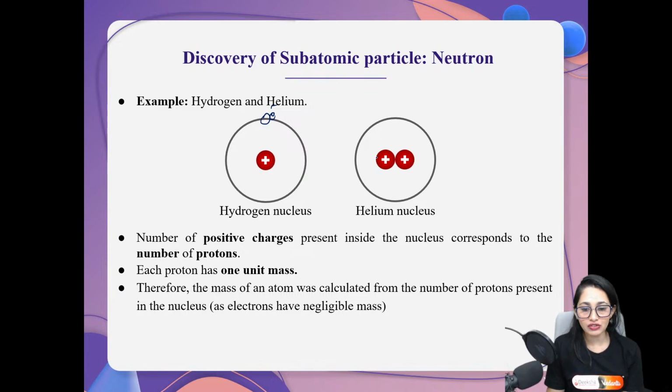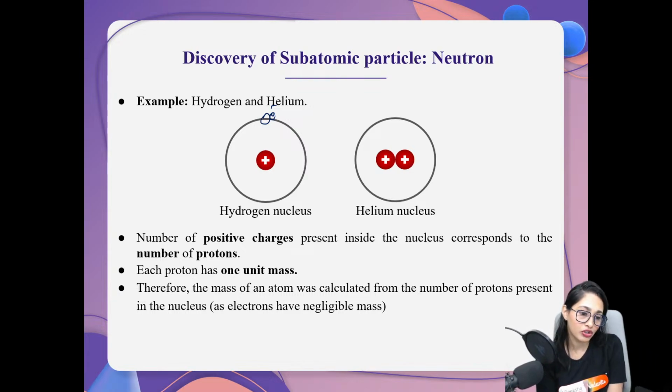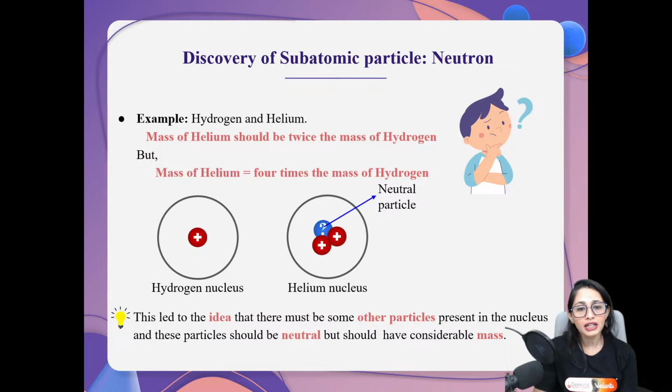So the number of positive charges present inside the nucleus corresponds to the number of protons. Each proton has 1 unit mass. We know that, right? The mass of the proton is 1 atomic mass unit. Therefore, the mass of an atom was calculated from the number of protons present in the nucleus, because electrons have negligible mass. We can ignore the mass of the electron. So the mass of helium should be twice the mass of a hydrogen atom, but the mass of helium is 4 times the mass of hydrogen.